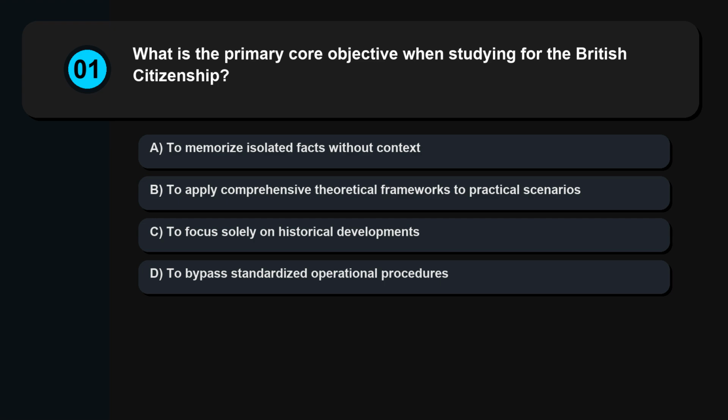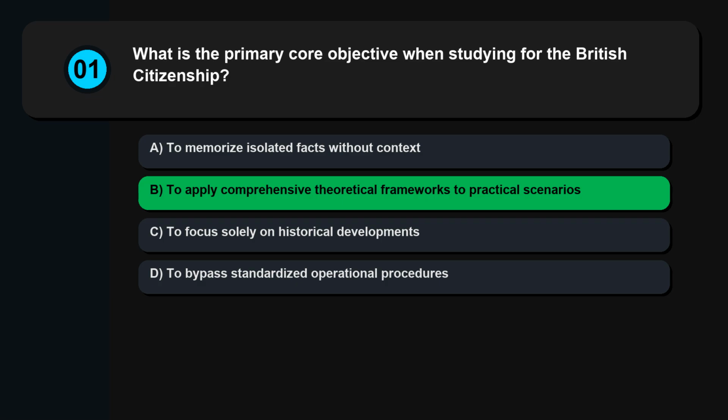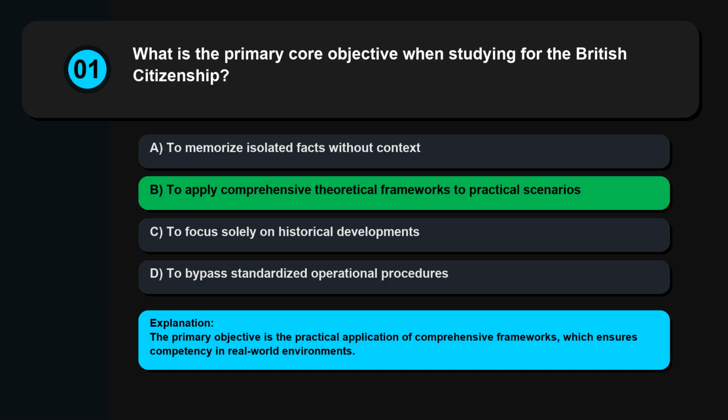Question 1. What is the primary core objective when studying for the British citizenship? To memorize isolated facts without context. To apply comprehensive theoretical frameworks to practical scenarios. To focus solely on historical developments. To bypass standardized operational procedures. The primary objective is the practical application of comprehensive frameworks, which ensures competency in real-world environments.